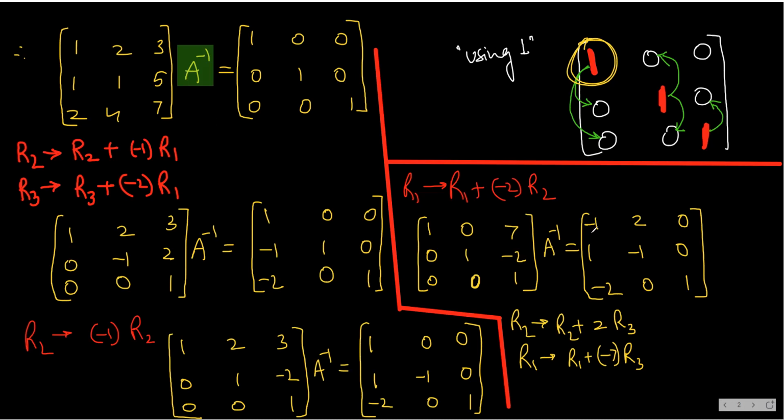Now come to this R1. How is R1 changing? R1 is changing as R1 plus minus 7 R3. So multiply minus 7 in R3. Then you will add it correspondingly to R1. Okay. So see what do we get?